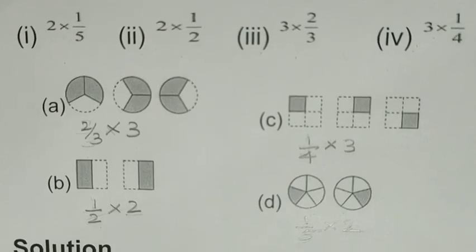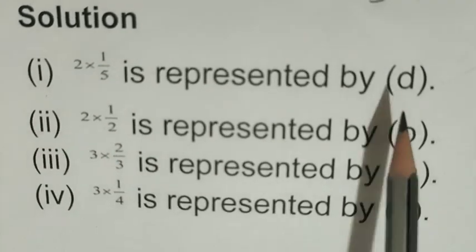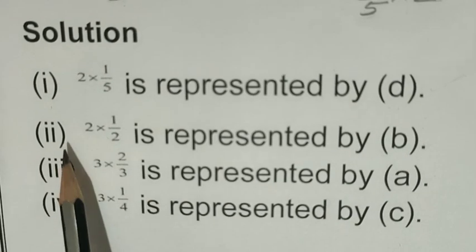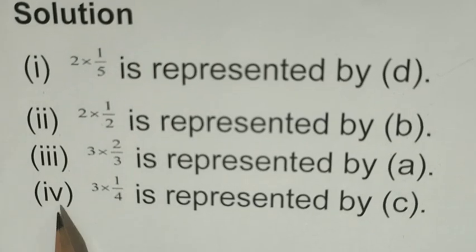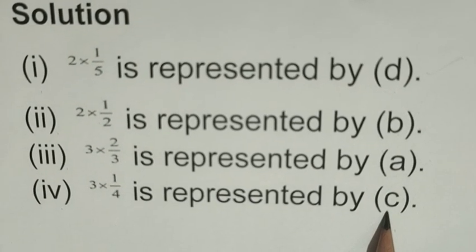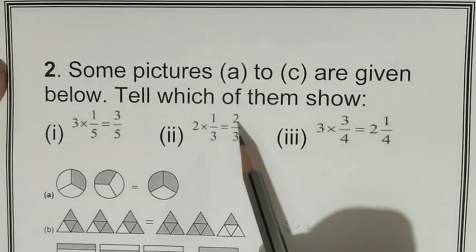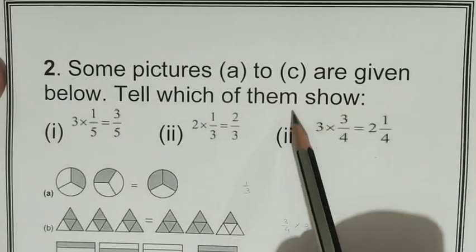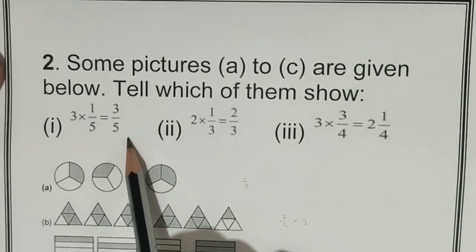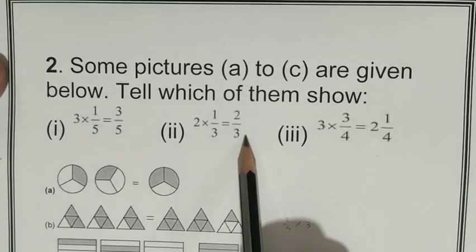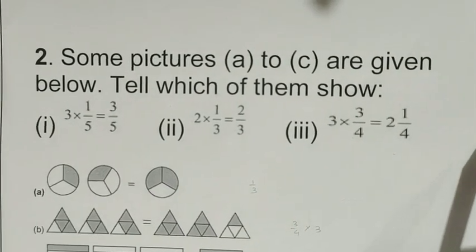So the solution is, first one is represented by D and the second one is matching with the B, third one is matching with the A and fourth one is matching with the C. Second question, some pictures A to C are given below. Tell which of them show 3 into 1 by 5 equal to 3 by 5, 2 into 1 by 3 equal to 2 by 3, 3 into 3 by 4 equal to 2 integer 1 by 4.